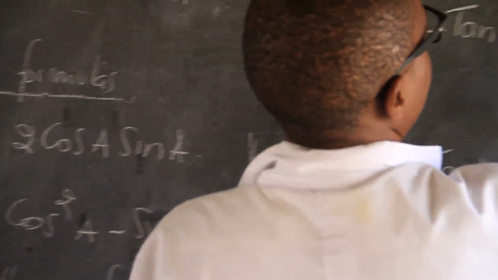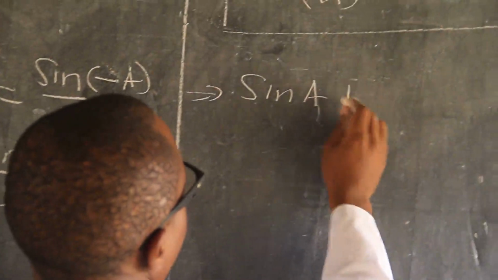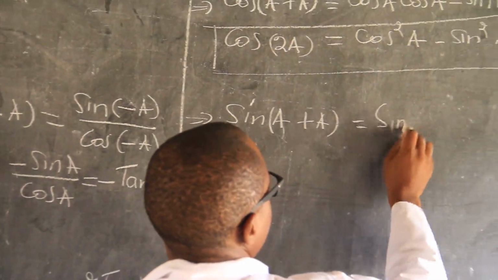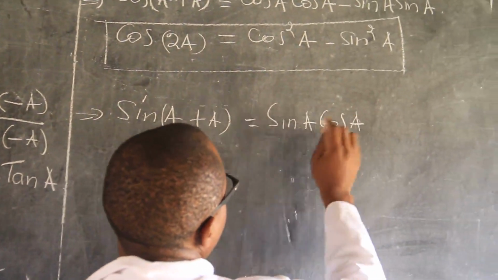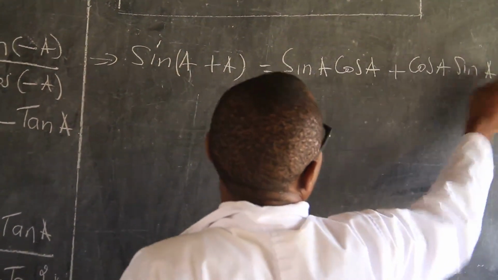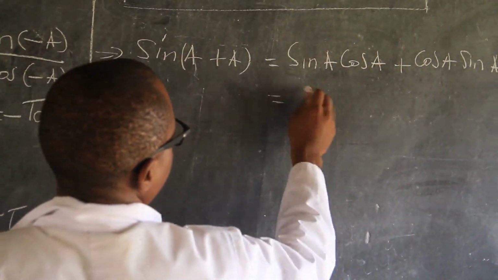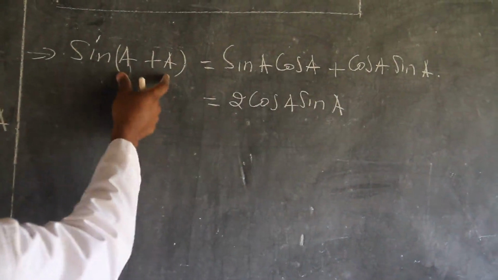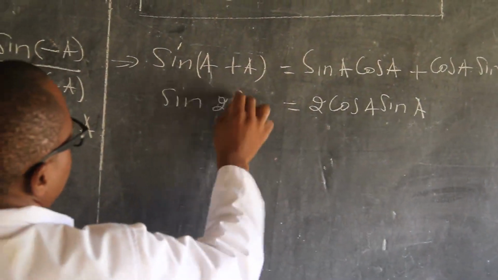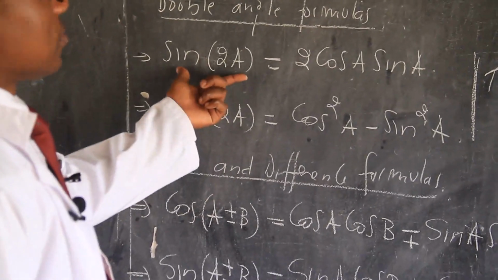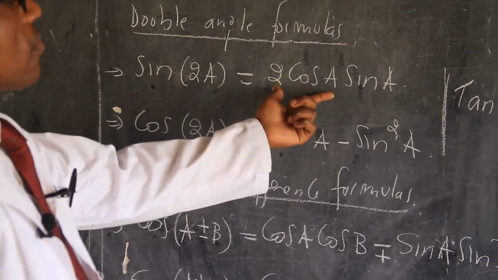So for sine, what is sine A plus A? It is sine A cosine A plus cosine A sine A. So it is 2 cos A sine A. Here also it is 2A. That's why I've said that sine 2A is 2 cos A sine A.